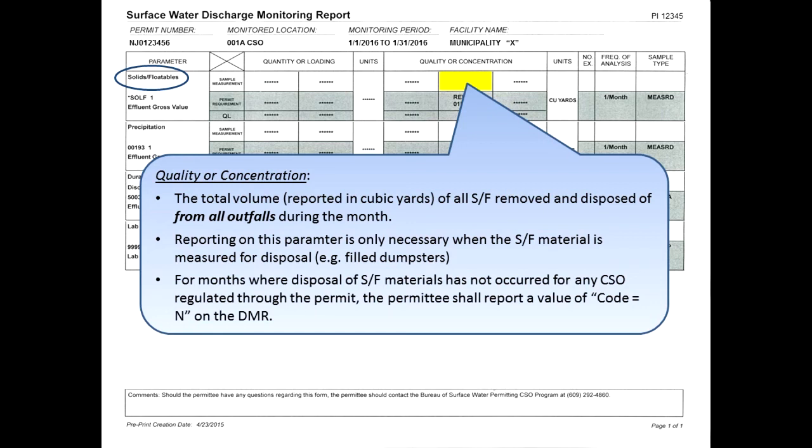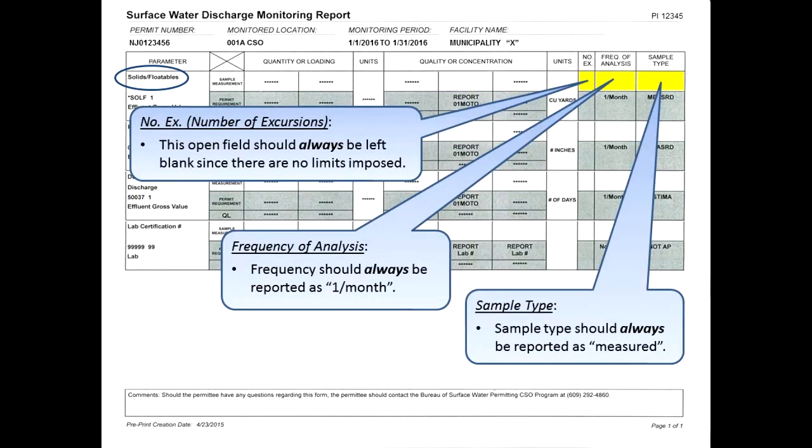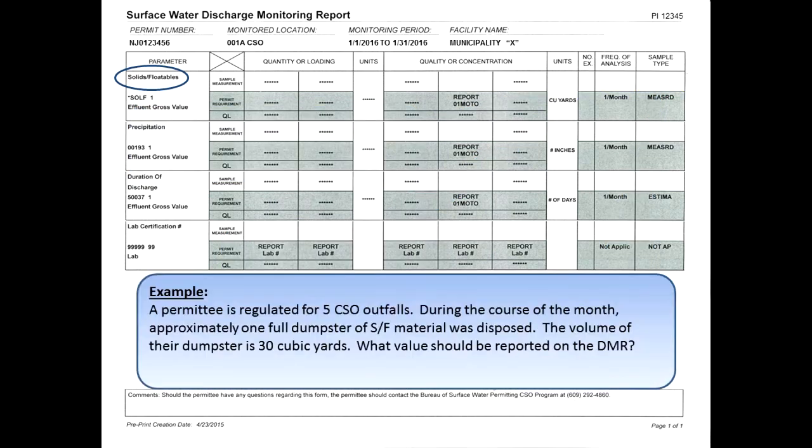Further, for months where disposal of solid floatables materials has not occurred for any CSO outfall regulated through the permit, the permittee shall report a value of code equals N on the DMR in this field. The open field under the number of excursions header should always be left blank, since there are no limitations associated with this parameter. For simplicity, the department has concluded that the open field under the frequency of analysis header should always be reported as once per month, and the open field under the sample type should always be reported as measured.